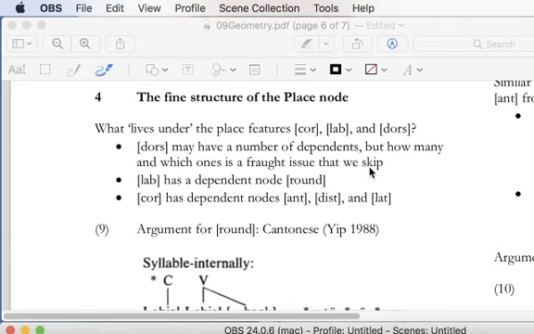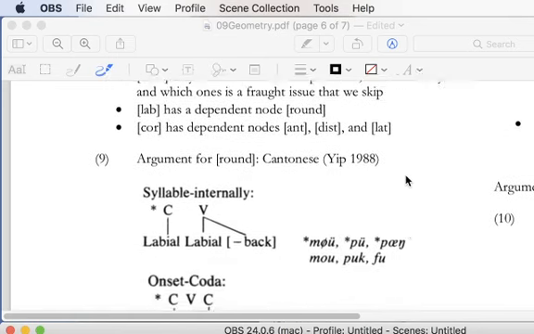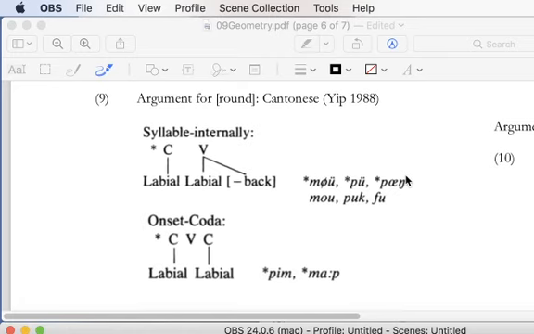So labial has a dependent node for the feature round, and coronal will have dependent nodes for anterior, distributed, and lateral. So let's take a look at the argument for round being contained in the labial constituent. This comes from Cantonese, and it's going to involve two related but slightly different phonotactic constraints. So syllable-internally, you see here what's banned in Cantonese is a labial consonant followed by a non-back rounded vowel, right?